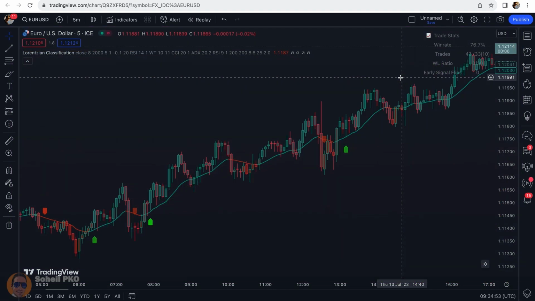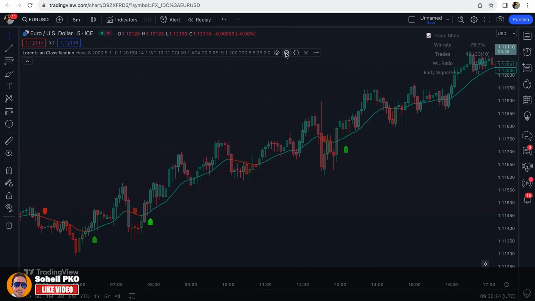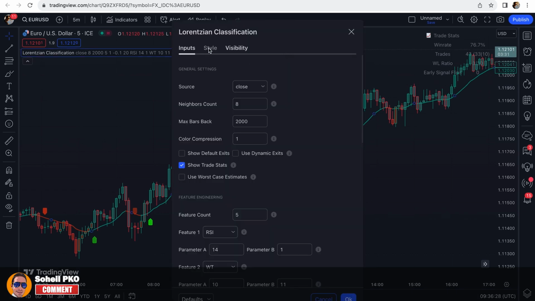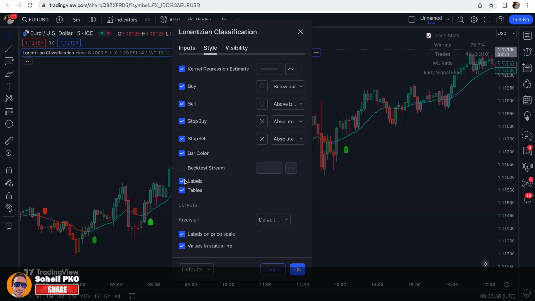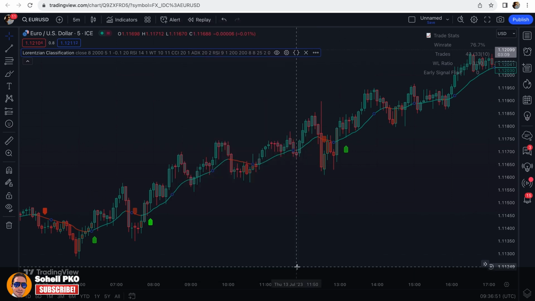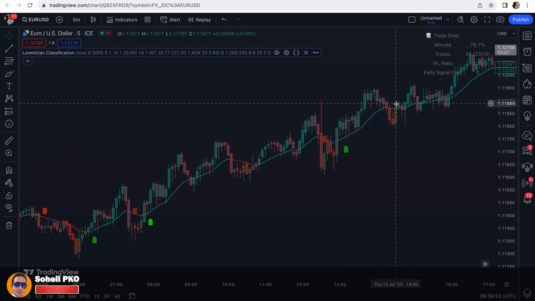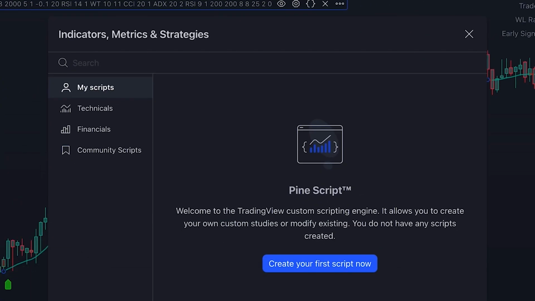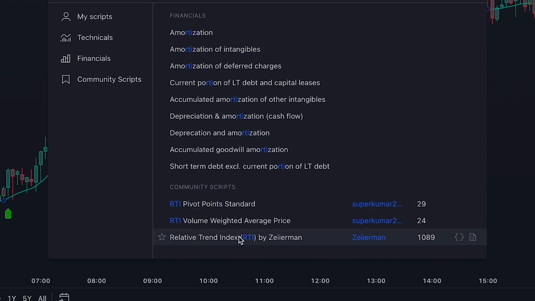We will use this indicator with its default settings, and we just remove the labels here in the settings in the style tab by removing labels, because in this strategy we don't need them and we just need these buy sell signals.